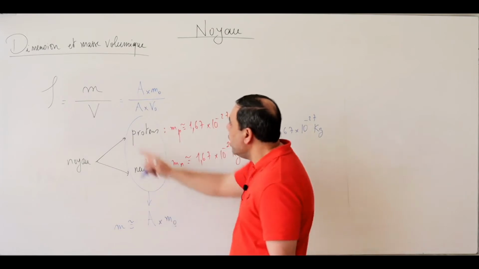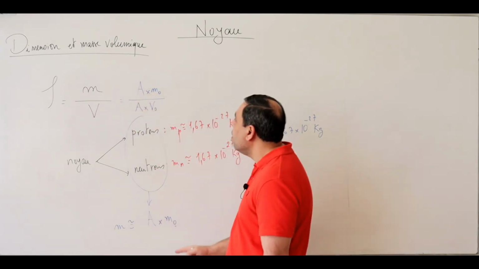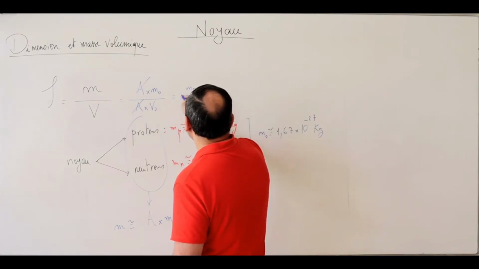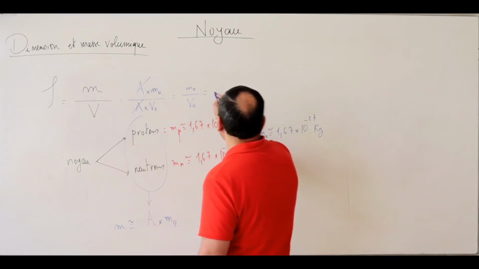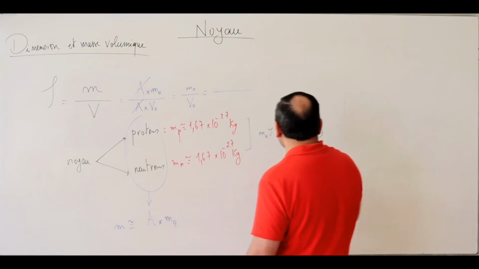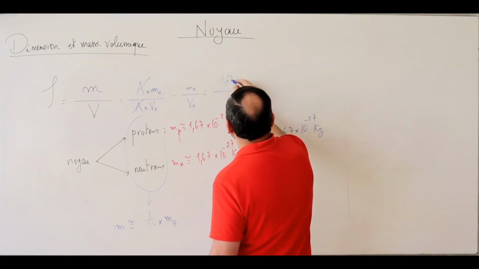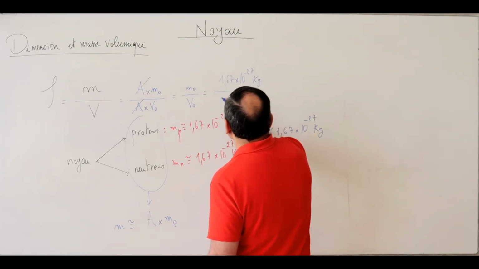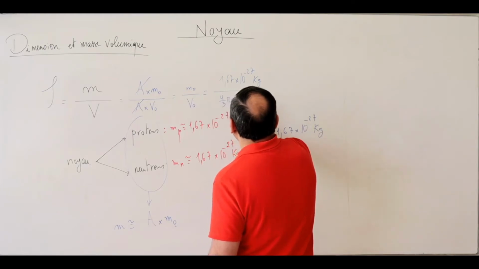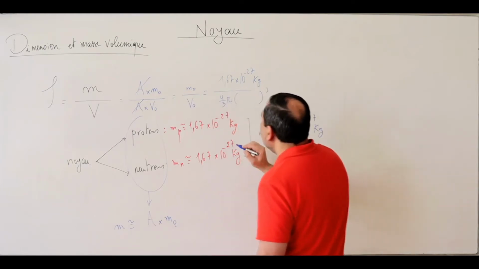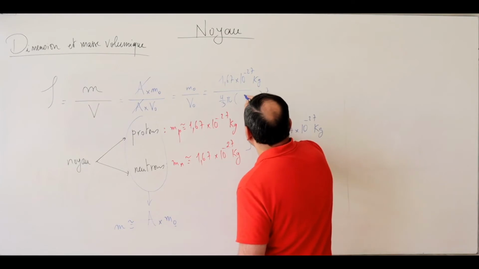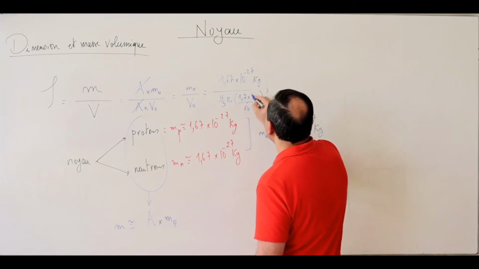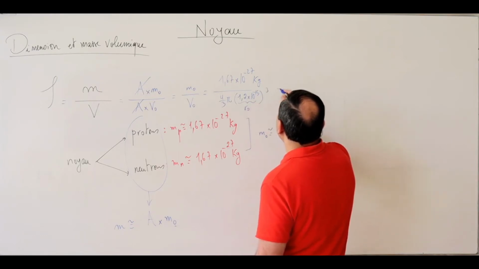The mass is A times m0. We simplify by A, we get m0 over V0. m0 is equal to 1.67 times 10 exponent minus 27 kilograms. V0 is 4 over 3 pi r0 cubed. r0 equals 1.2 times 10 exponent minus 15 meters, or 1.2 Fermi.